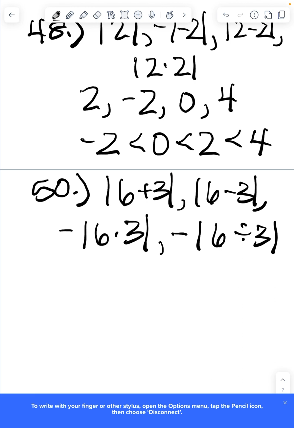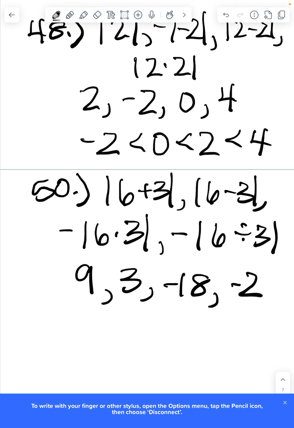Okay, so the absolute value of 6 plus 3 is 9. The absolute value of 6 minus 3 is 3. The opposite of the absolute value of 6 times 3 is negative 18. And the opposite of the absolute value of 6 divided by 3 is negative 2. Let's put these in order, least to greatest: negative 18 is less than negative 2, which is less than 3, which is less than 9.